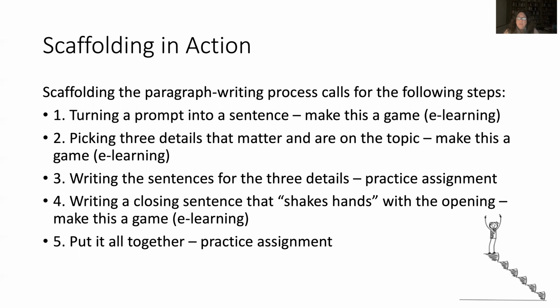Then we need to pick 3 details that matter on the topic. We could again make this an e-learning game, or also give them a video with outrageous examples where we say, I love to go to the beach. Boots are my favorite thing to wear. Snow boots are the best. My uncle gave me snow boots once. I wore them on the ski slopes. It was great. Most of the kids can immediately decide these are not on topic. And by doing that, you kind of get them to see what is on topic.